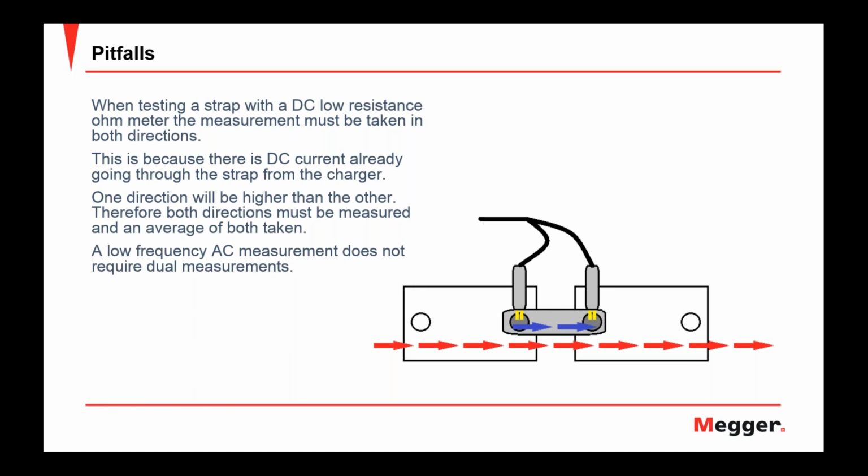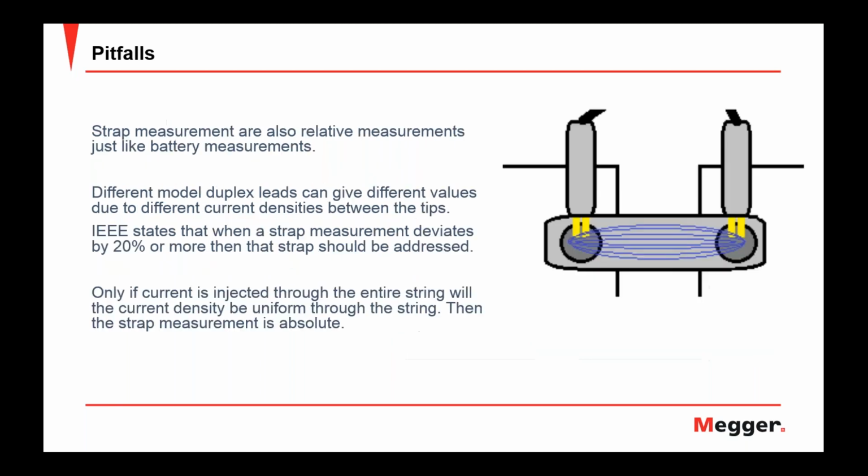Now you may choose to use a low resistance ohm meter, DLRO, to test a strap. However, keep in mind, when I'm testing a strap on a battery, I already have a DC current going through it. Low resistance ohm meters use DC current to do the test. So if I test it in one direction and then test it in another direction, I'm going to get 2 different readings. So what I want to do is test it in each direction and take the average of the 2. Some DLROs actually have that function built into them. So it's just something to keep in mind.